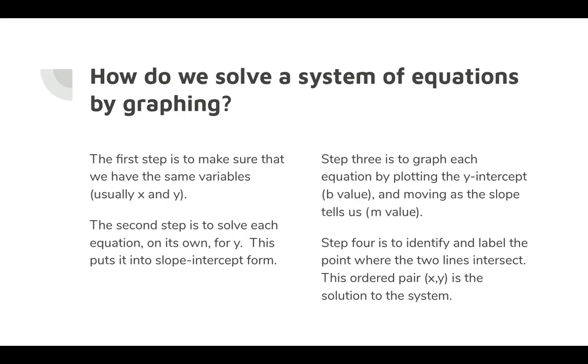So for example, if the slope was 2/3, that means up 2, right 3. So we would plot our point, move up 2 spaces, right 3 spaces, and plot another point. And if we can, let's plot a third point on that graph. But we need at least 2 points. Draw our line and graph it. Now we do that for both equations. Then once we have graphed both equations, step 4 is to identify and label the point where those two lines intersect. That is going to be the ordered pair x, y that would be the solution to our system.